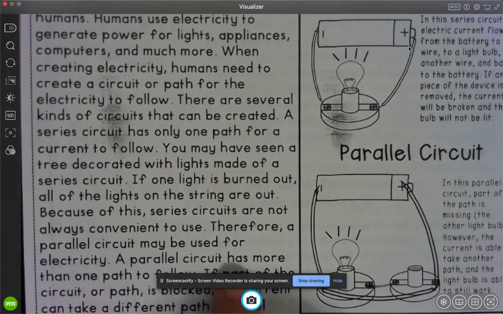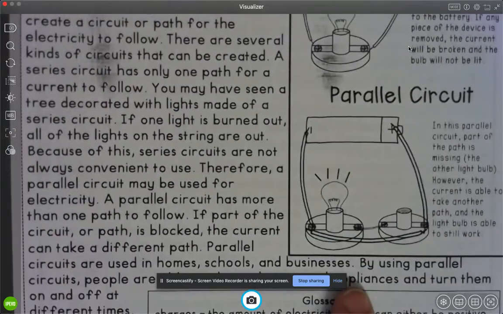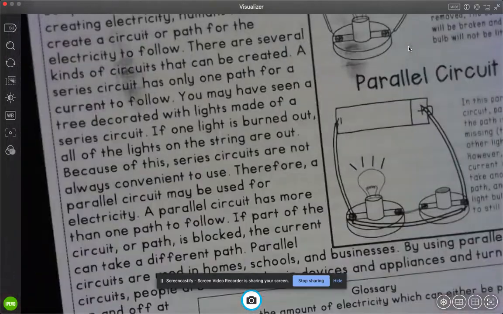A parallel circuit has more than one path to follow. If part of the circuit or path is blocked, the current can take a different path. Parallel circuits are used in homes, schools, and businesses. By using parallel circuits, people are able to plug in devices and appliances and turn them on and off at different times. So we have some vocabulary words down here at the bottom.